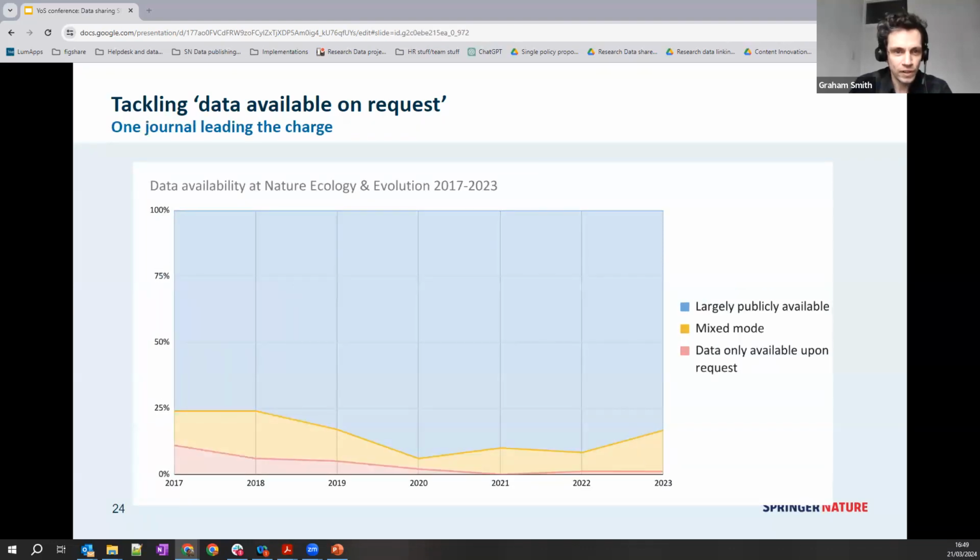And for the journal which really started it all, which is Patrick's journal, Nature Ecology and Evolution, you can really see these very low rates of use of data available on request, going all the way back to when the policy started. So again, this is really illustrative in terms of the fact that we didn't have to make a wholesale change to our policy, but there were certain ways that we could really nudge authors towards better practice.